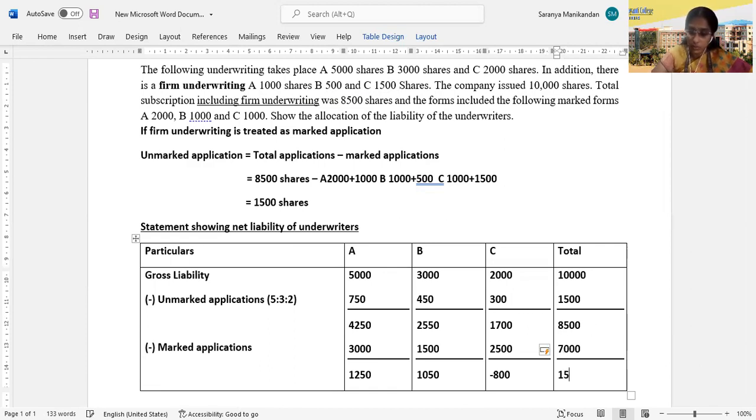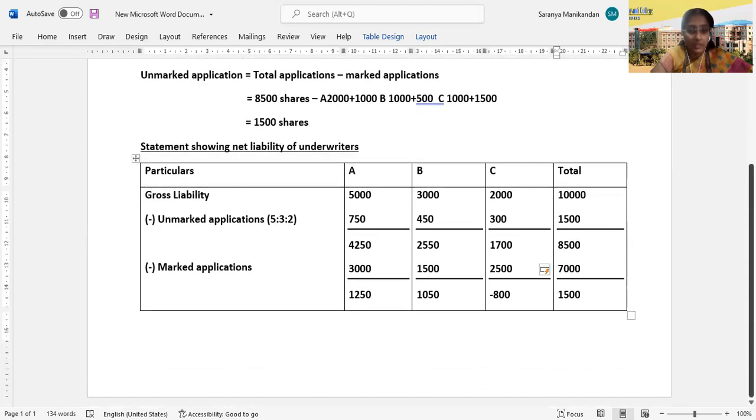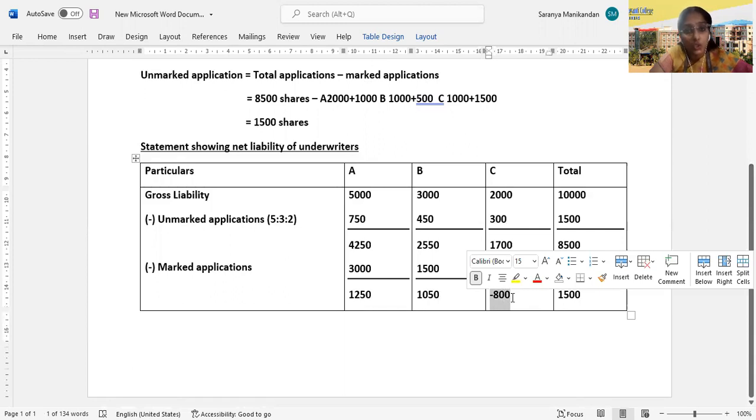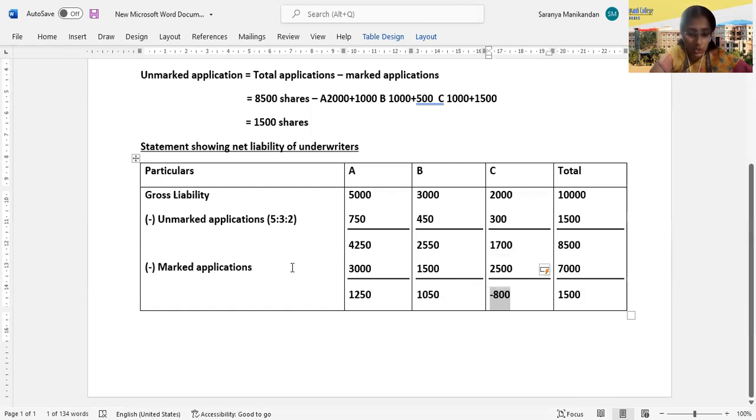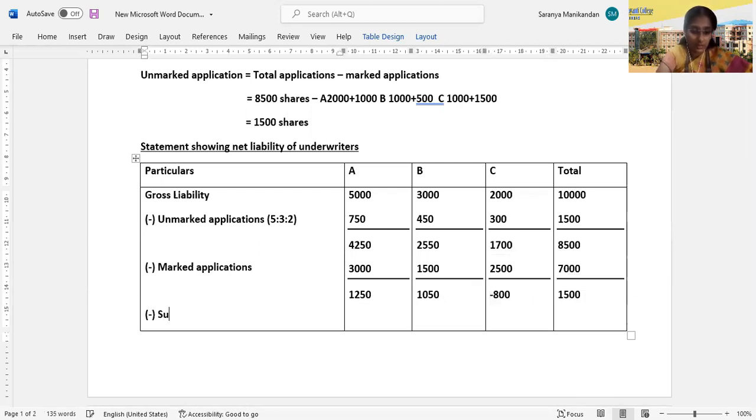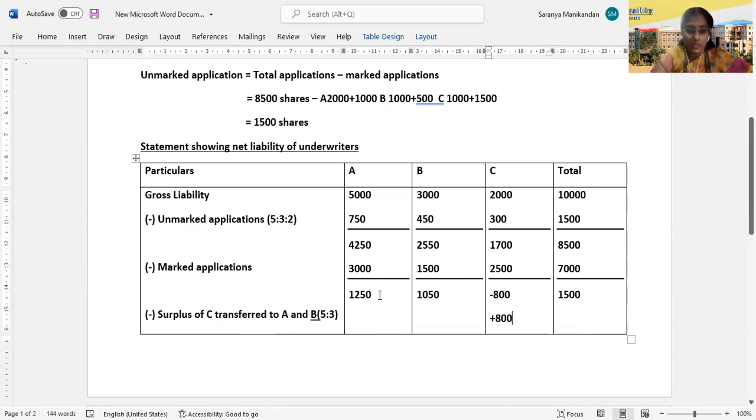When you draw the total, you will get 1,500. Then we got minus 800 for C, which is a surplus. So we are going to transfer the surplus of C to A and B in gross liability ratio. What is A and B's gross liability ratio? 5:3. So this will become plus 800, correct? So 800 into 5 divided by 8. How much do you get? 500. 800 into 3 by 8, you get 300.